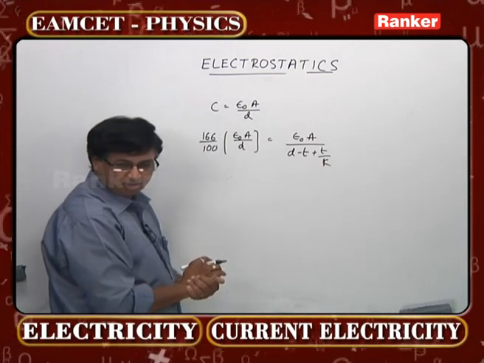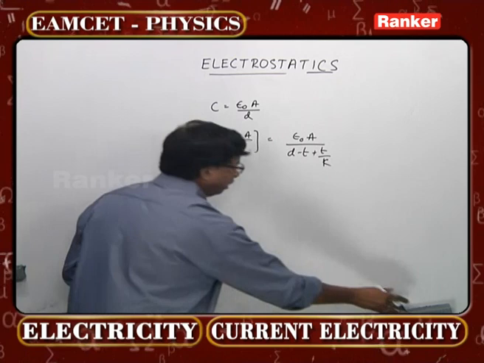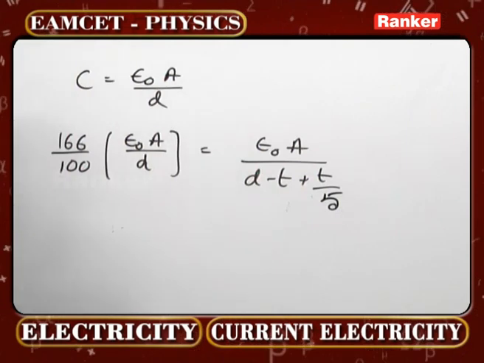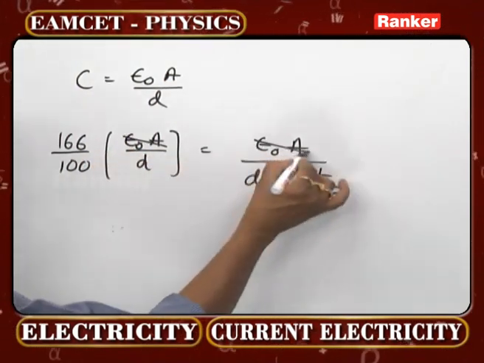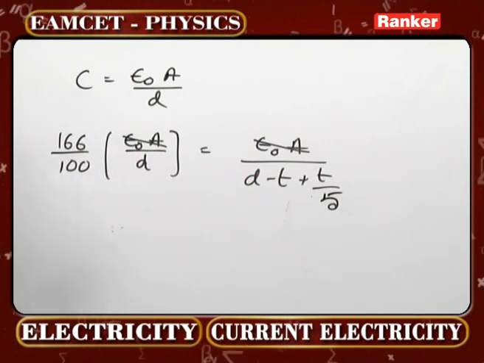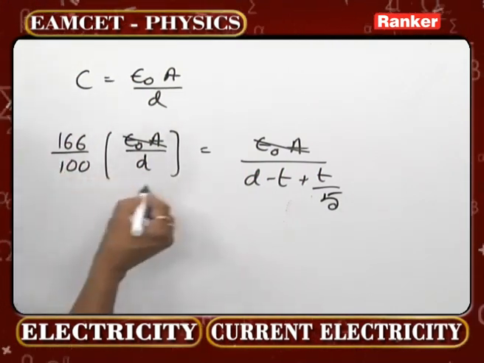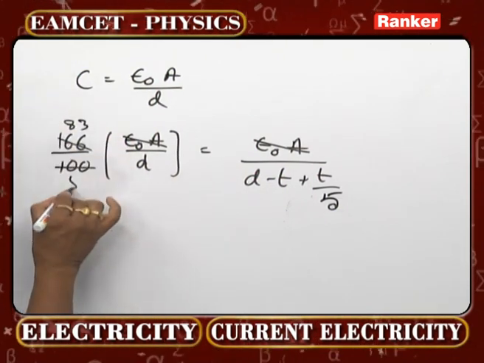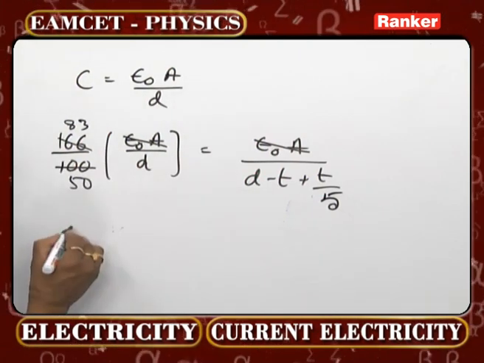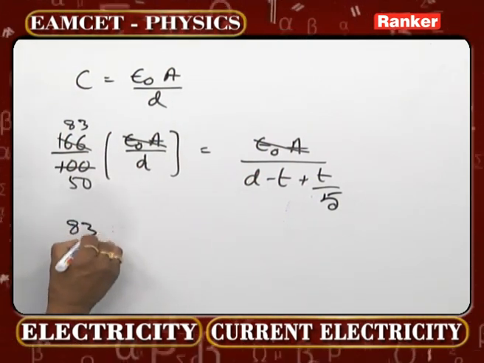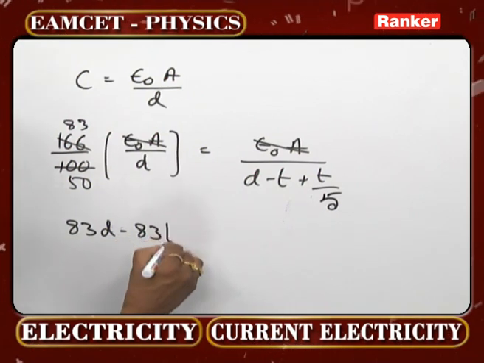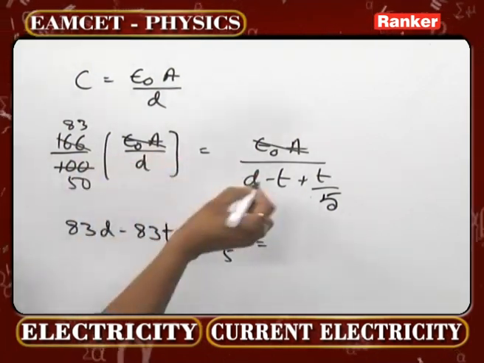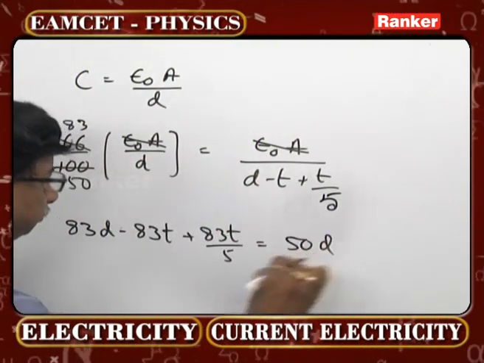That is the formula. What is the thickness of the slab he is asking, and he is giving us the dielectric constant value as 5 over here. So first of all, epsilon naught A becomes cancelled. Fine. Now simplify this one. 166 means 83 times 2 and 50 times 2. Come on, cross multiply this one please. 83 times D minus 83 times T plus 83 times T by 5 is equal to 50 times D.